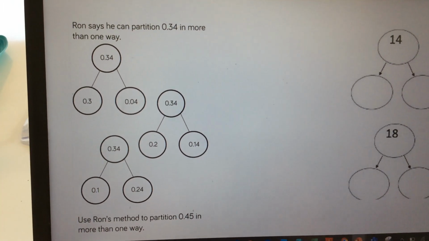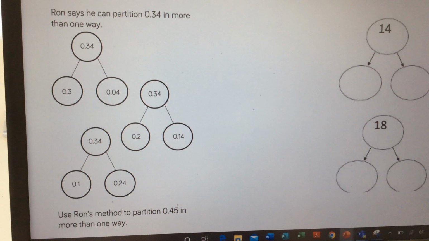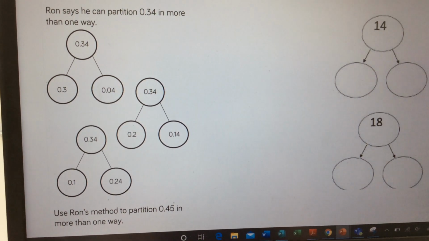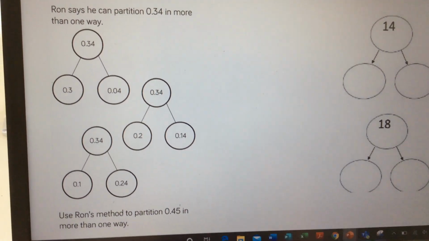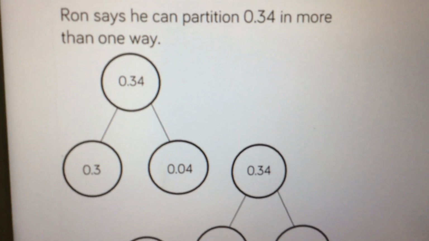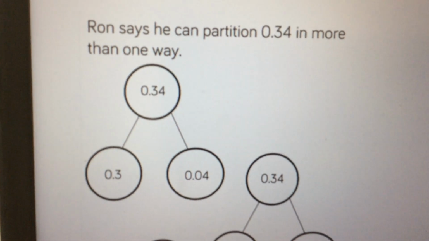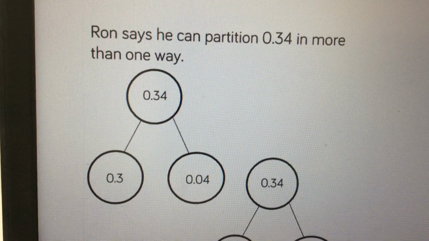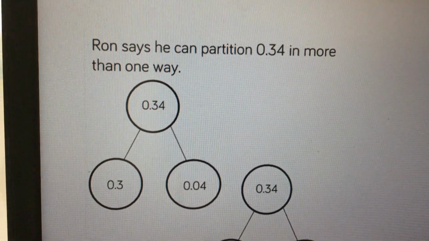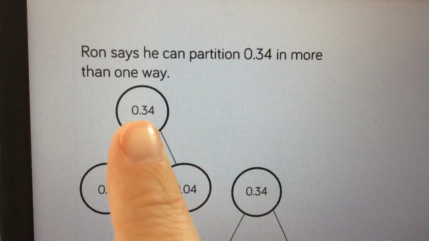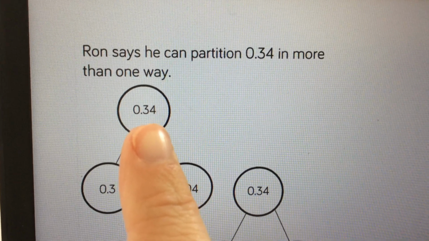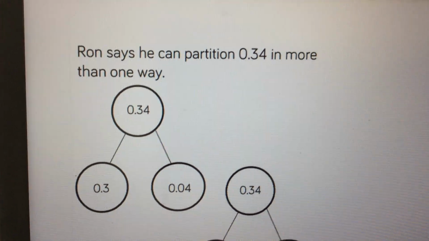Okay, so for this question, it says Ron says he can partition 0.34 in more than one way. And we've got here 0.34, which he's partitioned into 0.3. So that's our 3/10 and our 4/100ths. Okay, so he's partitioned it like that.